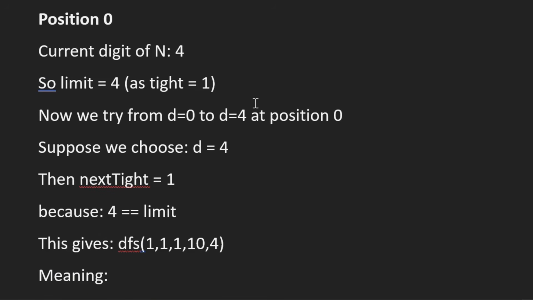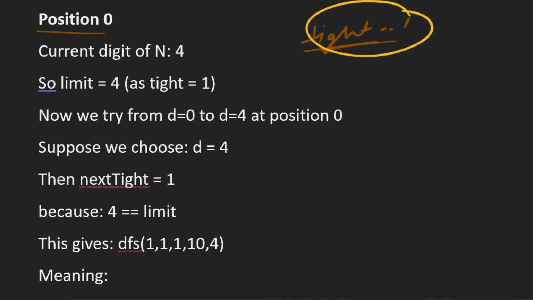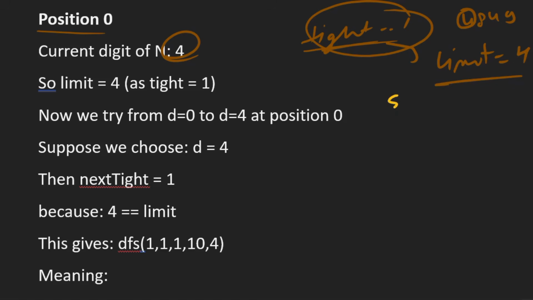Then at position 0, we have tight equal to 1, right? When we call the function we have tight equal to 1. So when tight is 1, we have to choose limit equal to the digit that is present. So the current digit of n is 4, as we have 4849. So at position 0 we have digit 4, so our limit is 4. Now while constructing the number we can take digits from 0 to d equal to 4, right? For position equal to 0.